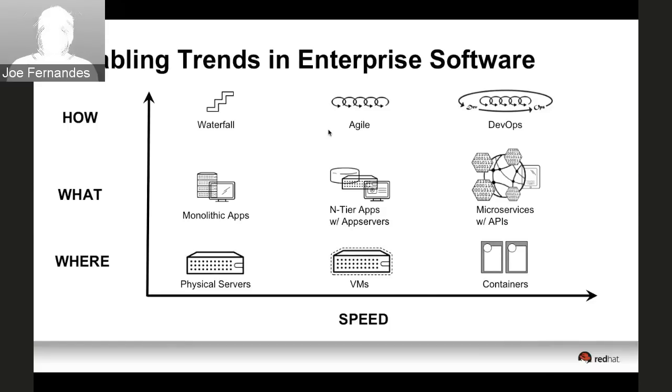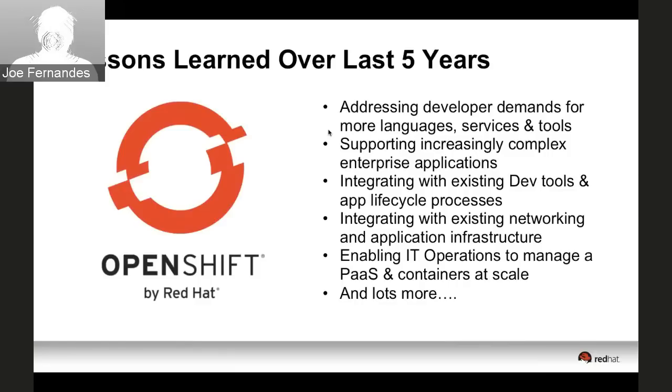So with that, sorry, apologize for that. So with that, we've also learned a number of lessons over the last 5 years. So we've learned lessons about what developers demand in terms of what they expect from our service, what they need for their applications, how they want to integrate OpenShift into their existing dev tools and processes. And also on the infrastructure side, when we deploy on-premise, how do we integrate into a customer's compute infrastructure, into their networking infrastructure, integrate with their existing application services, and how do we enable operations folks to manage the PaaS platform, manage containers at scale.